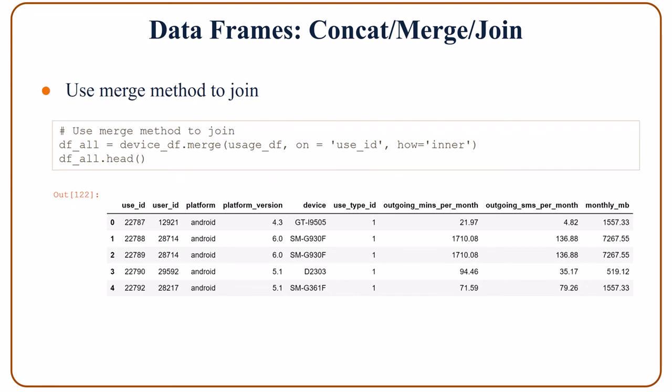Now let's see how it works. So previously we have two data frames. Device DF, which is about devices, and uses DF, which is about the uses of the devices. The common field or the common column is use ID.